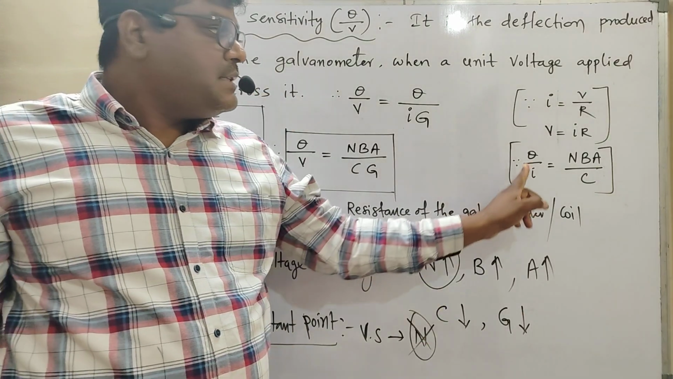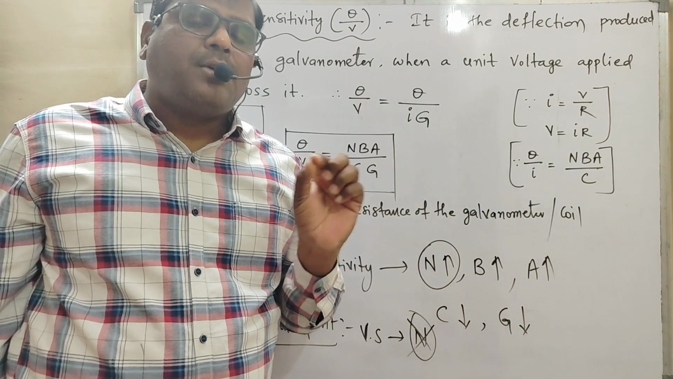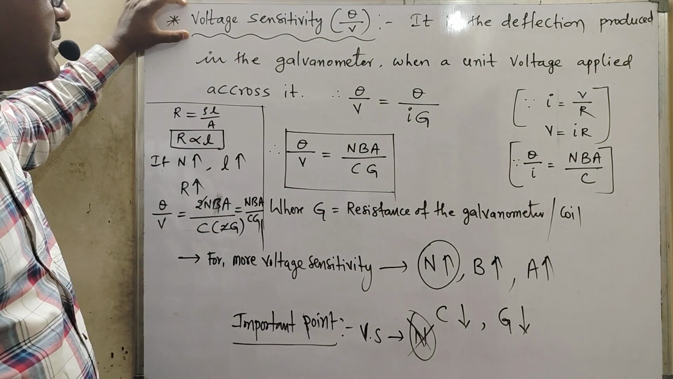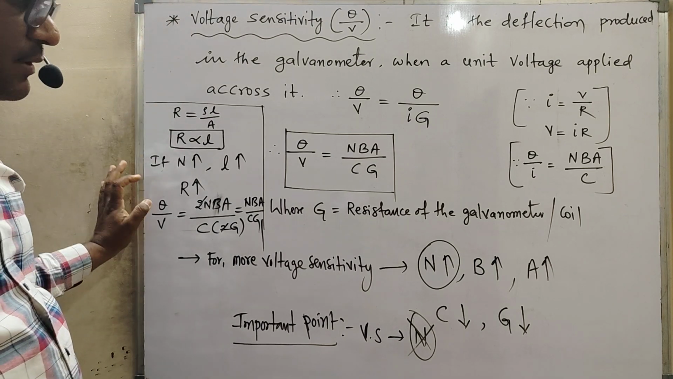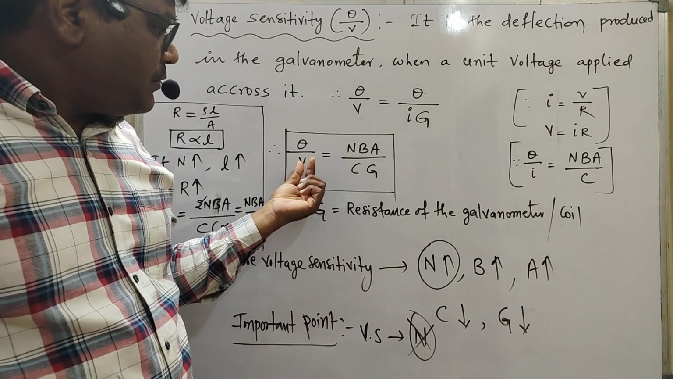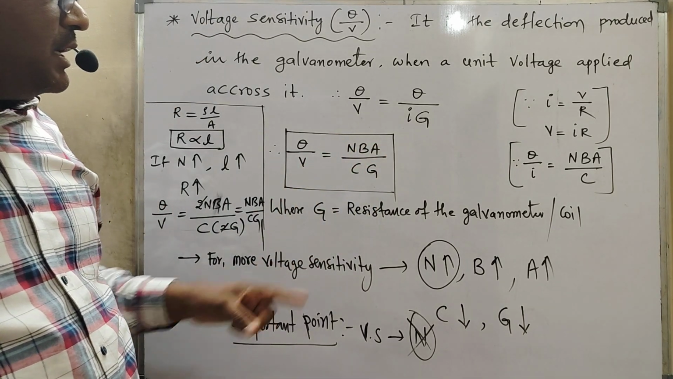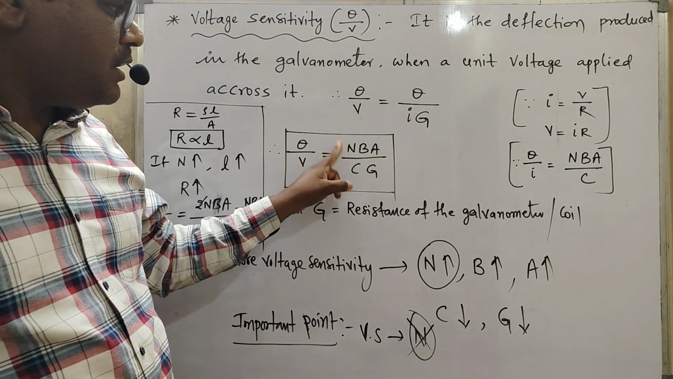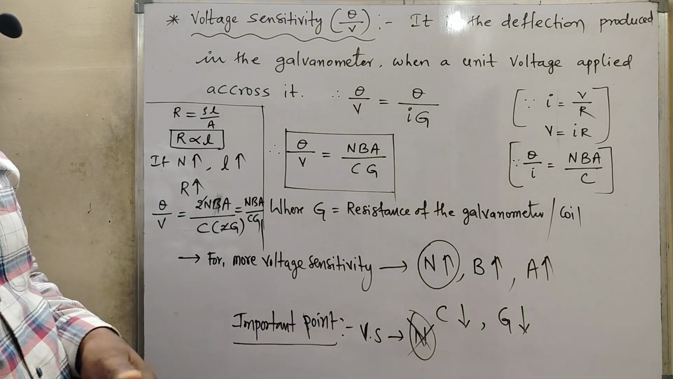But current sensitivity depends upon the number of turns. This is the important point in voltage sensitivity. So we have to understand this point. According to the voltage sensitivity formula, it depends upon these 5 factors. If you are increasing any factor of this, the sensitivity should increase, but it is independent of increasing the number of turns.